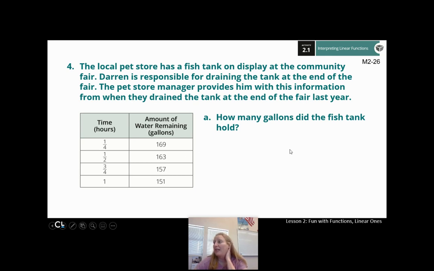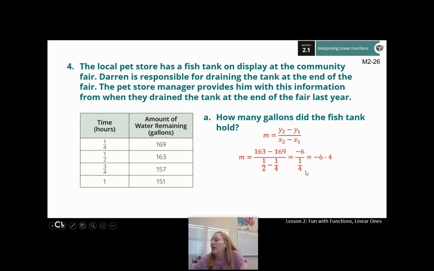Okay, so I started off with my average rate of change, my slope, and I just used the first two points because it was the easiest. So I did 163 minus 169 over 1/2 minus 1/4. Yes, this got a little messy, but if you wanted to turn these into decimals, that would have been fine as well. It's up to you. I did 163 minus 169, which gave me a negative 6. 1/2 minus 1/4 leaves me with 1/4.